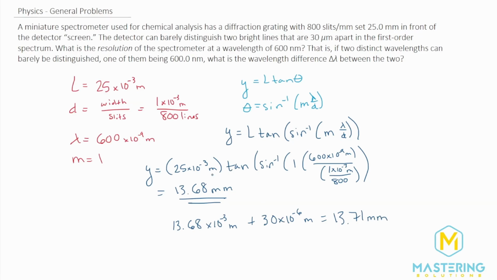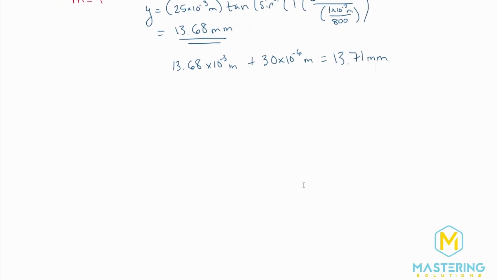So what we just found, let's give us some more room. We just found that the first bright line, if we were to say this is the first central bright fringe, right? 13.68 millimeters, we'd have this line here. And then 30 microns away, the 13.71, we have the second line right there. This one right here, of course, is 600 nanometers for the lambda, but we don't know what this lambda is for this one. That's what we're trying to solve.